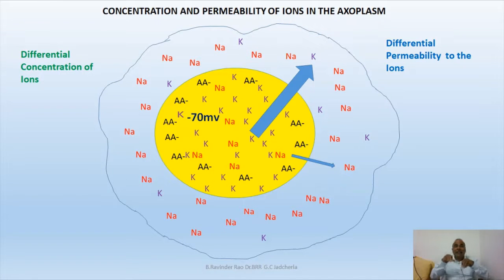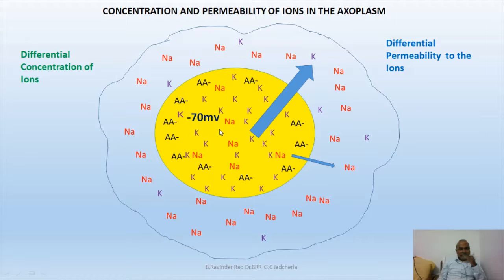But why does inside negativity exist? This is a very important question. The inner negativity of the axon is not because of sodium and potassium. Okay? Inner positivity is because of sodium entrance. But inner negativity is because of some negatively charged organic acid ions which are there inside but not outside. Outside, very minimum negatively charged ions are there, but inside more negativity buildup is there. That is why the inner side is always maintained at minus 70 millivolts.